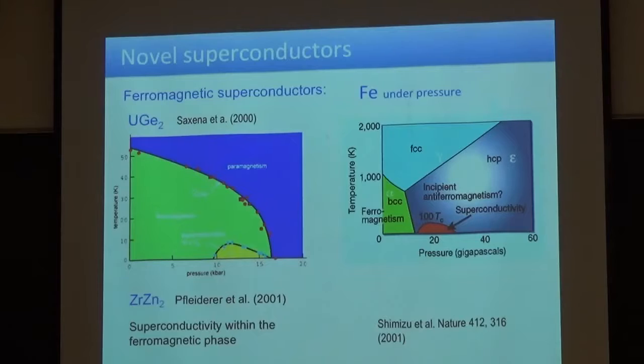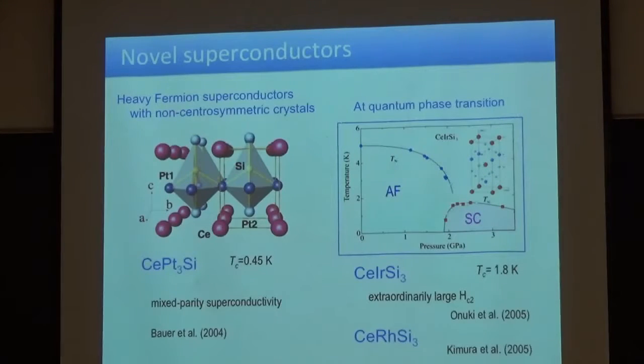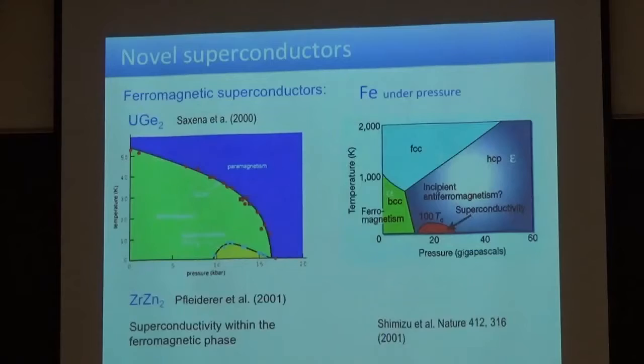So in the previous slide, why does a non-centrosymmetric compound give you a mixed hierarchy superconductor? Is it because of spin-orbit coupling? That's spin-orbit coupling, yeah. So I hope I will get to that. That's the last part of this lecture.